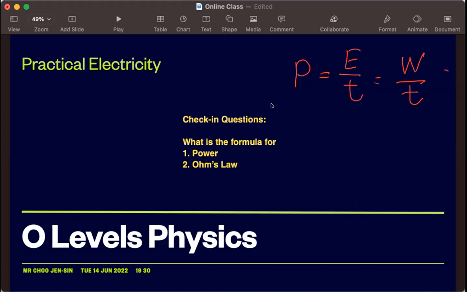So the meaning of power is the rate of work done, or the rate that energy is used. Basically, how much energy is used every second. So the greater the power, the more energy you use every second compared to something that's less powerful. Okay so far?